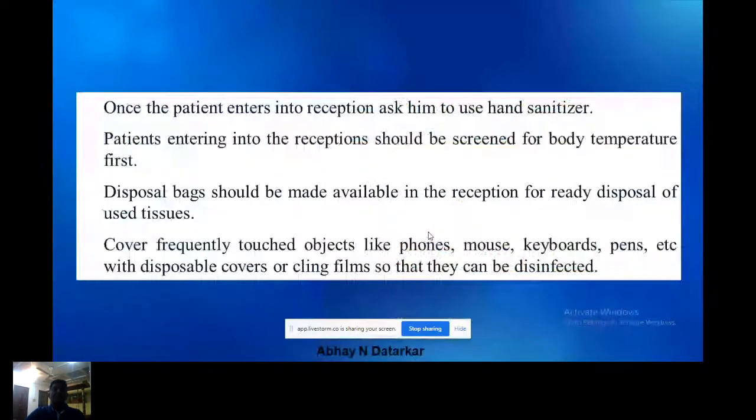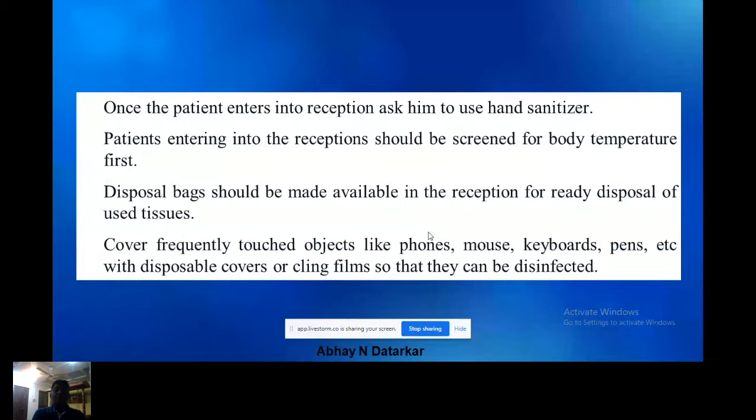Once the patient enters the reception, ask him to use hand sanitizer. We should preferably have non-touch sanitizer dispensers, which I will show you in my video. If the patient has virus on his hand, we don't know, because it's an invisible enemy. Everybody says it's an invisible enemy of humans. So ask him to use hand sanitizer first. The patient who enters the reception should be screened for temperature and SpO2 using a pulse oximeter.